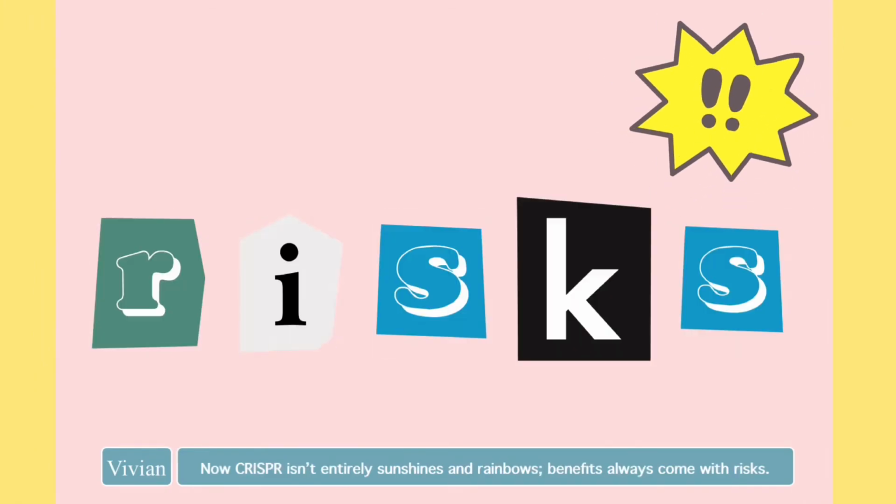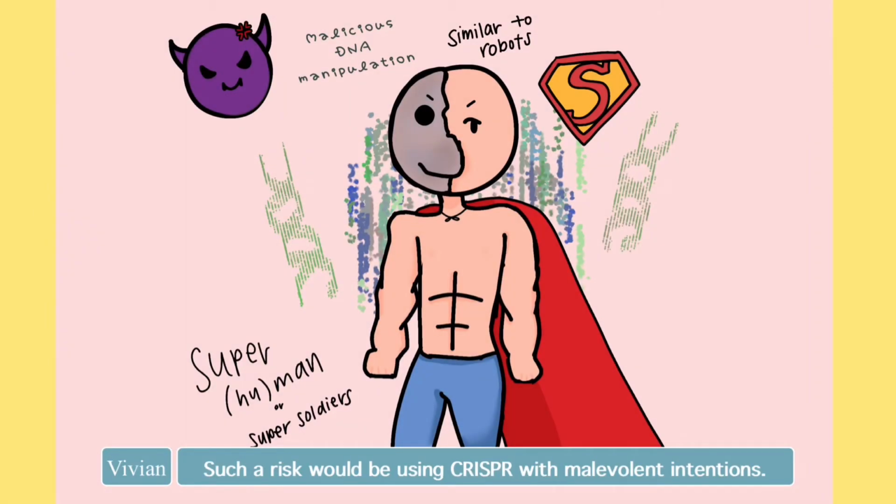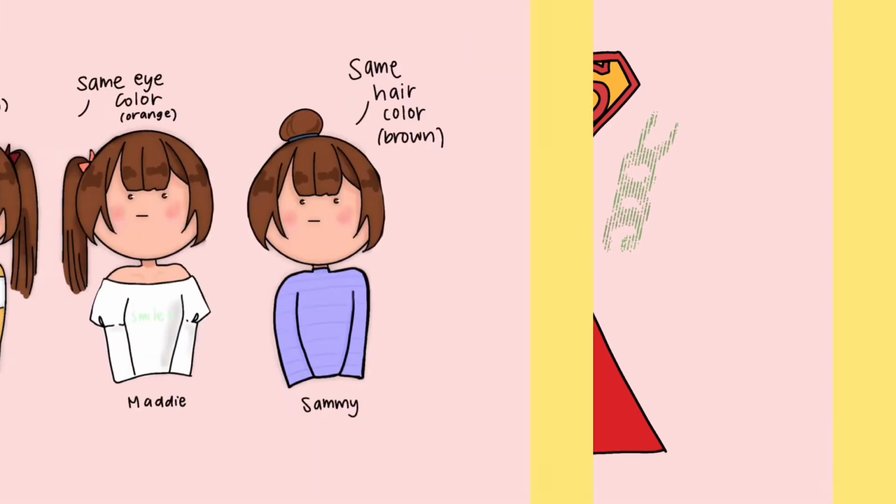Now, CRISPR isn't entirely sunshine and rainbows. Benefits always come with risks. Such a risk would be using CRISPR with malevolent intentions. CRISPR can easily be in the wrong hands, being used for the creation of modified humans, or superhumans, or soldiers, for example. These superhumans can potentially destroy humankind and/or take over society because of how strong and intelligent they are. Other evil intentions could be the creation of incurable viruses, even with CRISPR, such as a flu virus that's immune to the flu shot, and bioterrorism and biowarfare.